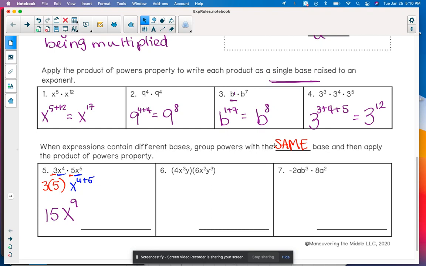Next, we're going to try number 6 together. So I'm going to start off by grouping them with the numbers. We have 4 and 6. So I put it as 4 times 6 because we're still multiplying bases. Then x and x. We have x cubed and then x squared.